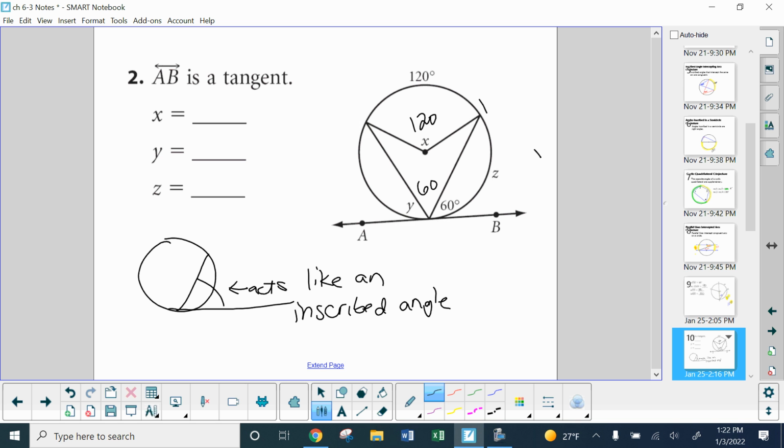Okay, so it acts just like an inscribed angle, meaning the angle is going to be half of the intercepted arc. So this angle is 60 degrees right here. The arc that it intersects is Z. That means Z has to be 120 degrees.